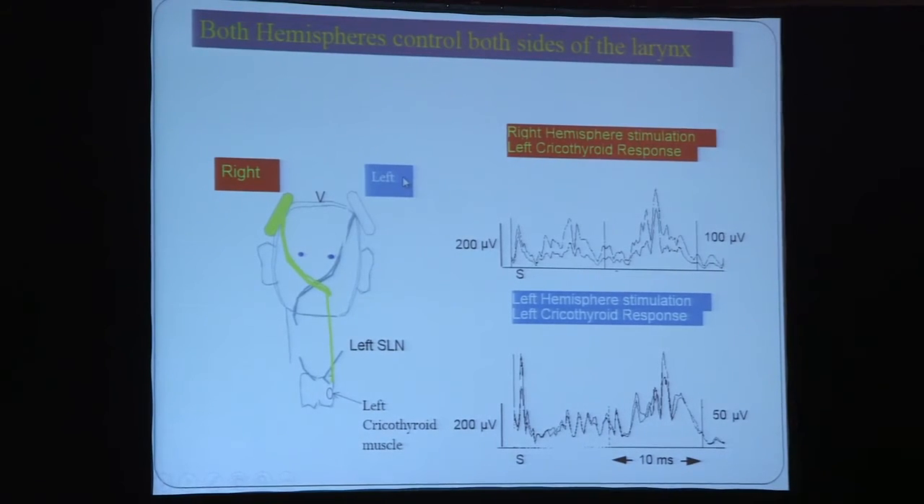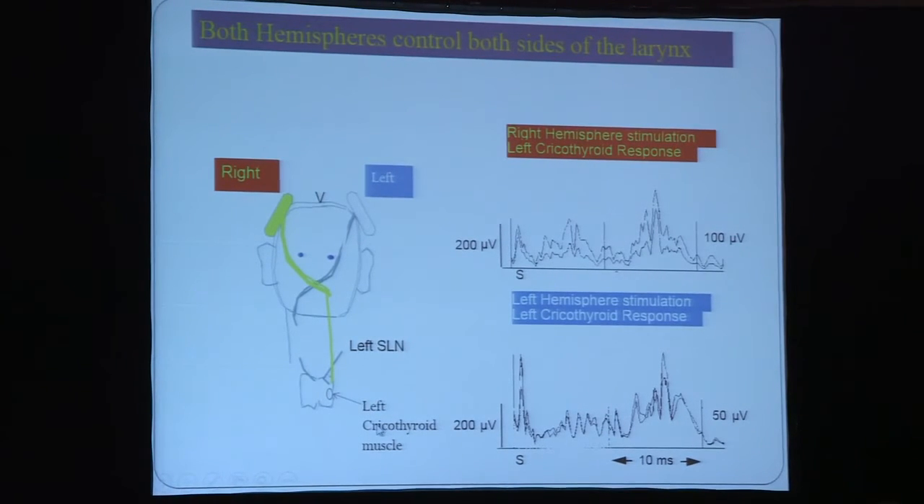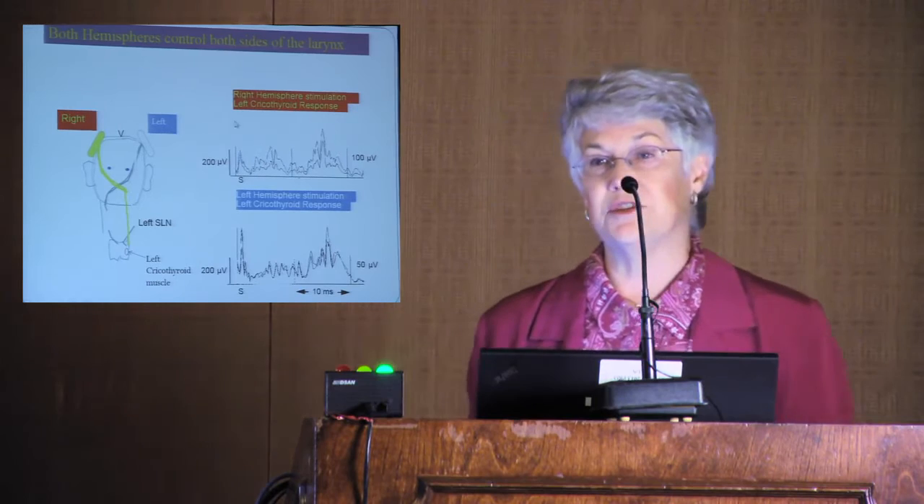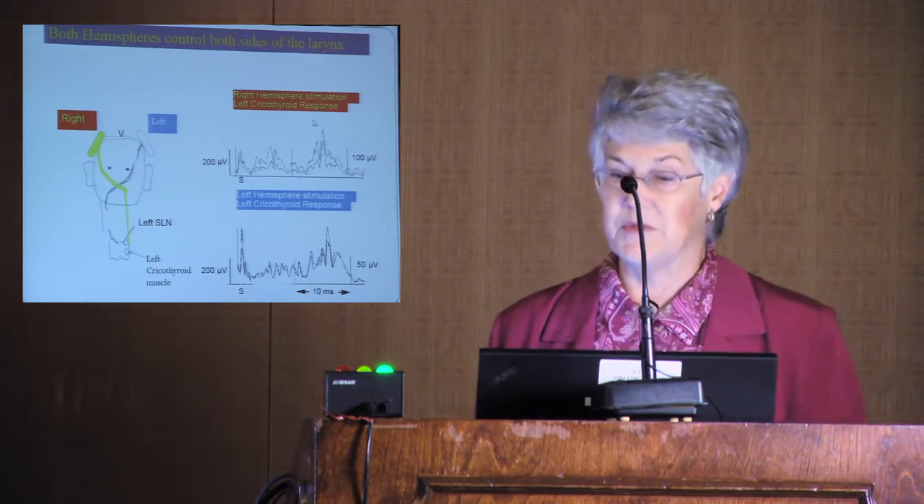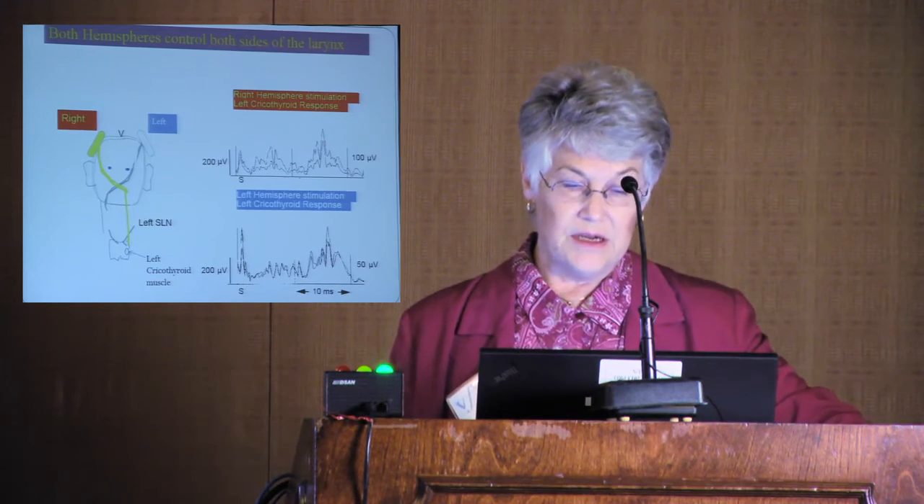So there is bilateral input to this left cricothyroid muscle, and I can produce a twitch in that muscle by stimulating on the right side of the brain, but I can also produce a twitch in that muscle stimulating on the left side of the brain. So this shows that there is bilateral input to each of the laryngeal muscles from the two hemispheres in the brain. This is illustrated here.